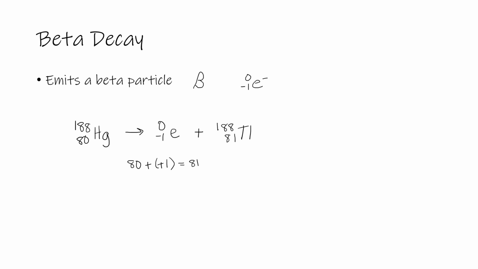So these are fairly straightforward to write. You just have to remember what the particles are, what their symbols are, and then balance the mass numbers and atomic numbers on each side of the arrow.